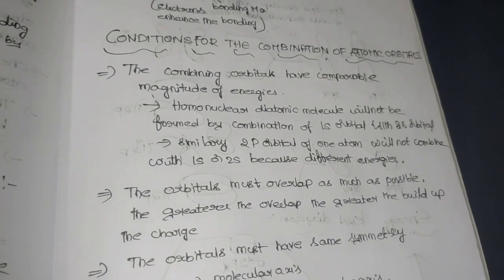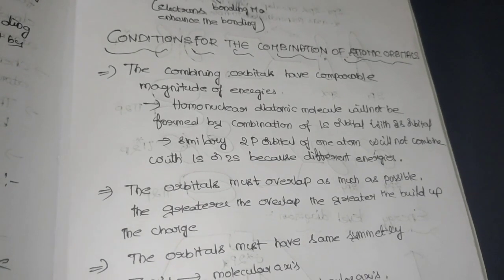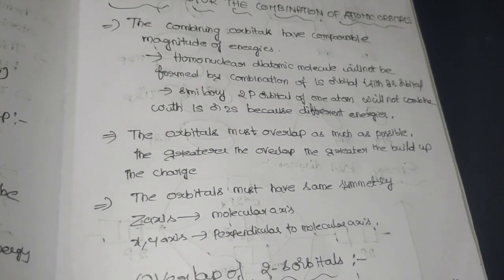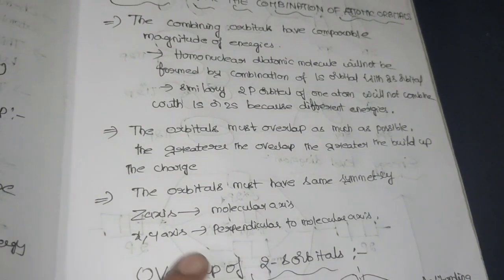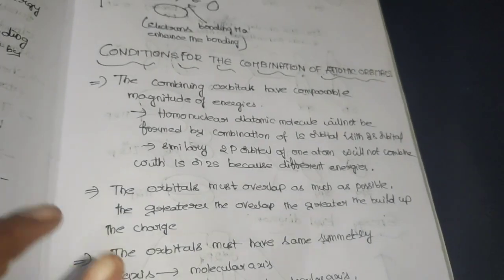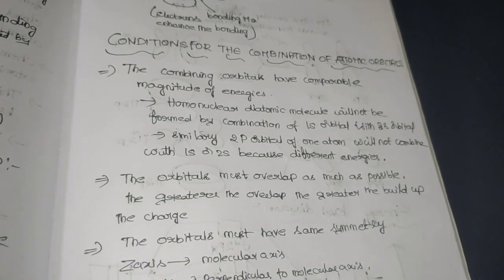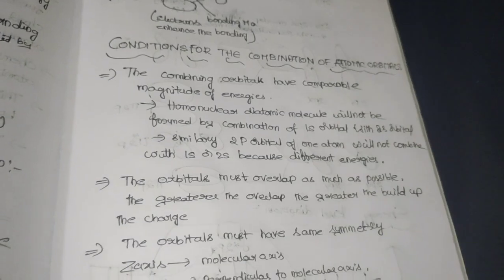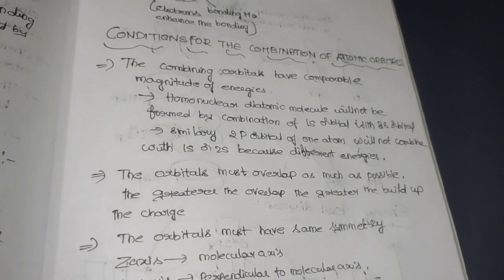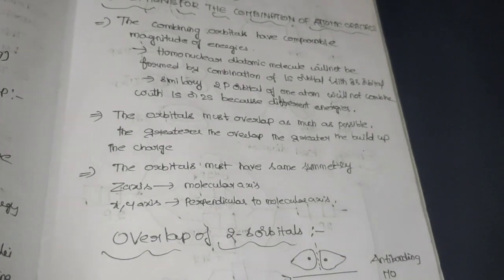Because they have different energies, they should have the same or similar energy. The extent of overlap should be greater, to build up the charge, and they should have the same symmetry, like the z-axis is taken as the molecular axis, and the x and y axes are taken as perpendicular to the molecular axis. So these are the conditions, very easy conditions: similar or same energy, extent of overlap as high as possible, and the same symmetry. That's all, only three points.